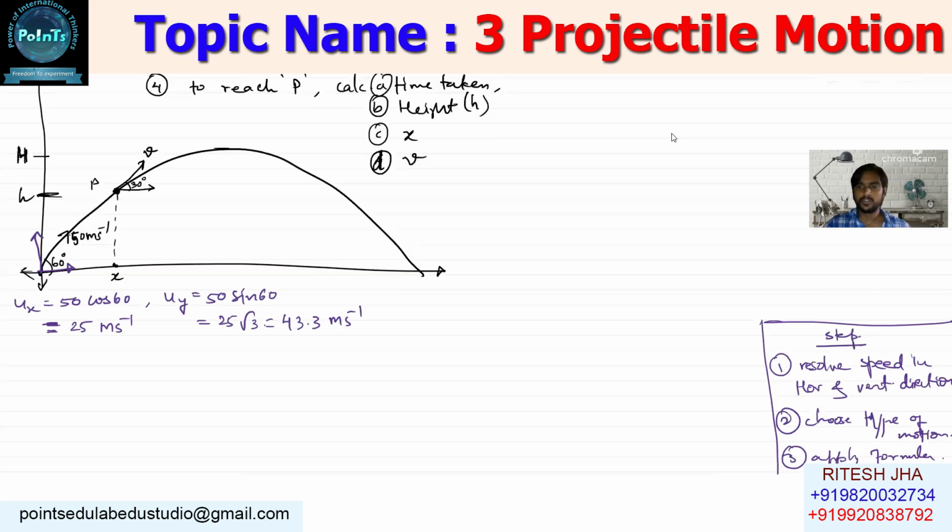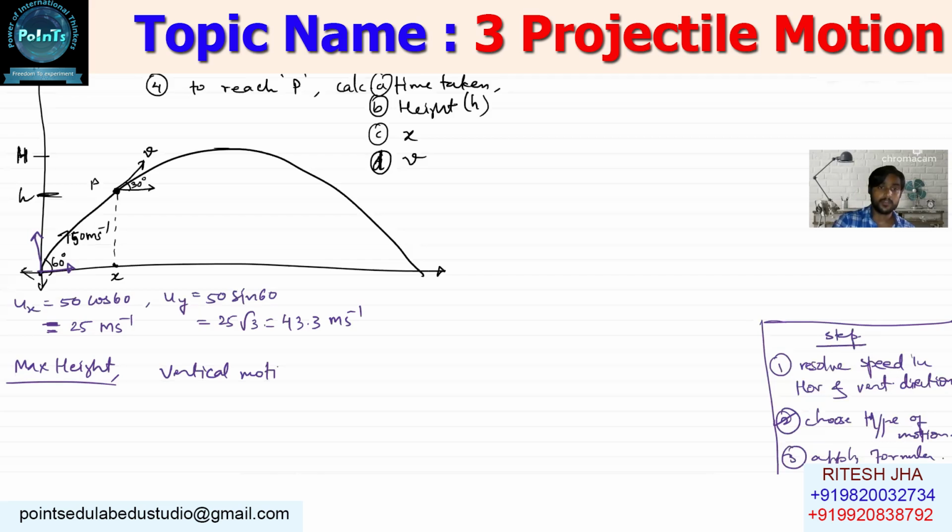And then we have to choose the type of motion. So the first question is maximum height. So which type of motion will you consider? Horizontal or vertical? Definitely vertical. So you will consider the vertical motion.